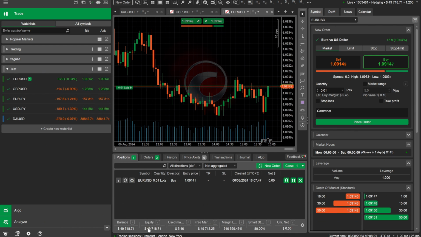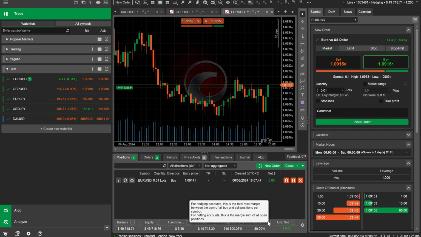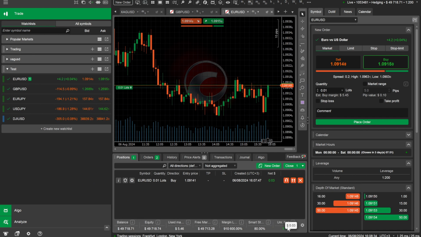Now, what is the equity? How do you calculate the equity? Basically, you don't really need to calculate the equity because the platforms will show you all of this, but just for you to know, the equity is basically the balance minus or plus, depending on the situation, the unrealized net P&L from here, you see? So right now, it's the balance plus 0.08 cents.